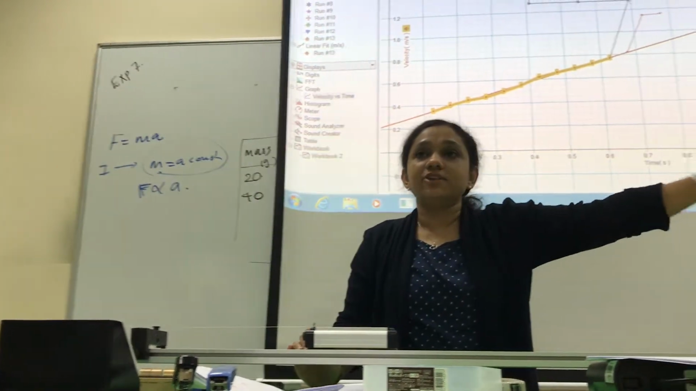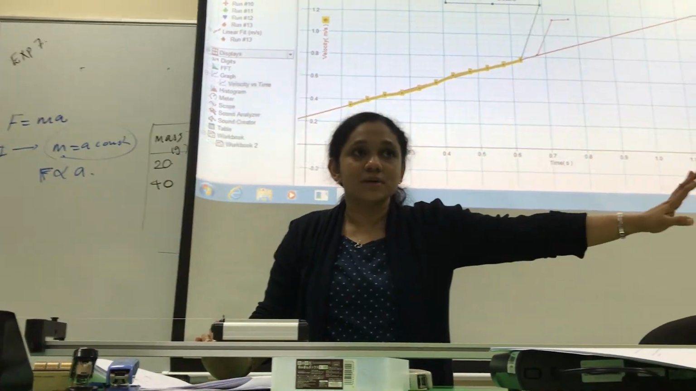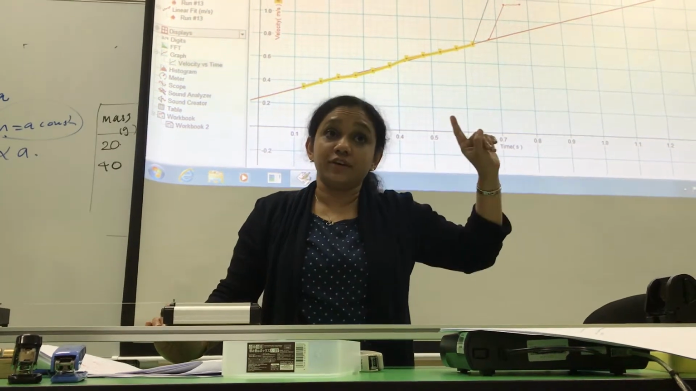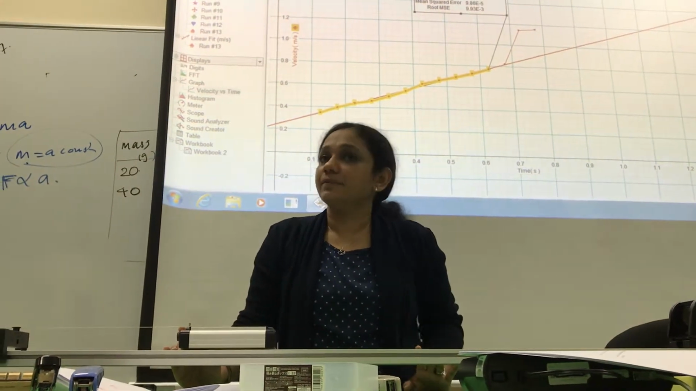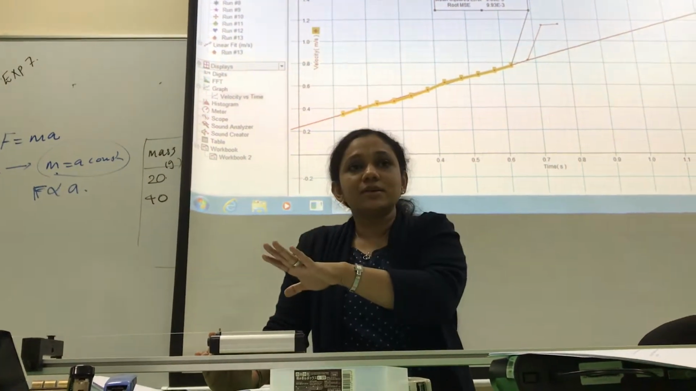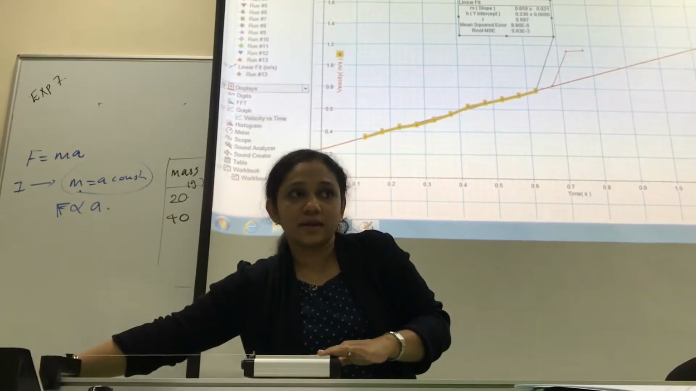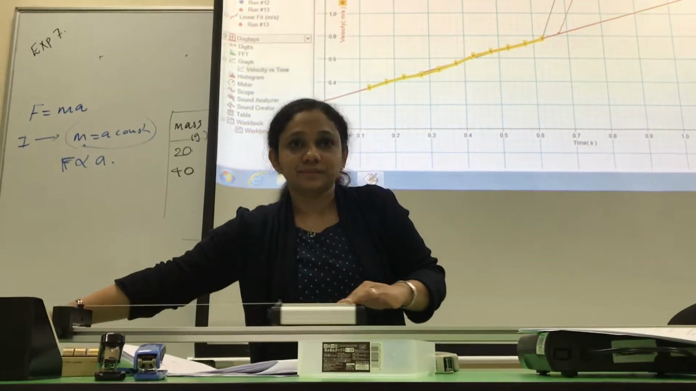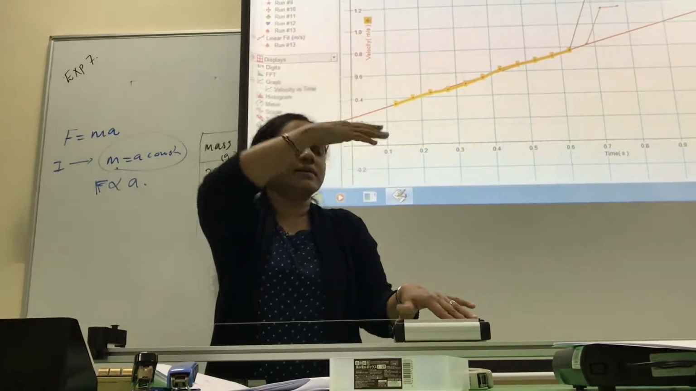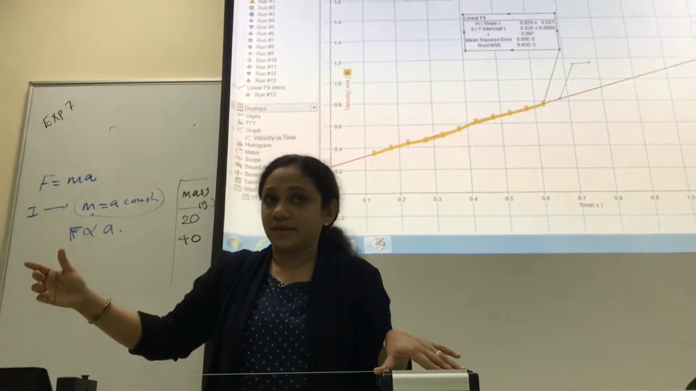Three lines you will get, three linear fits, three slopes in one graph. Take the printout of one graph. Take the printout. This is the first part of Newton's law. Total mass constant, changing the force.